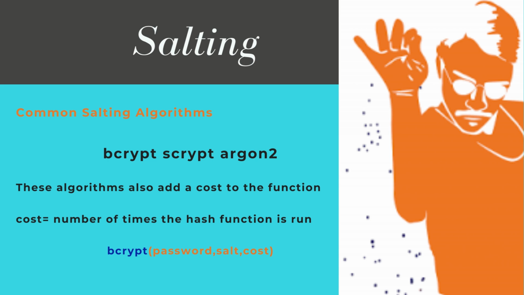So there's a number of common salting algorithms. There's bcrypt, scrypt, Argon2, and the advantage of these algorithms is they also add a cost to the function. The cost is essentially the number of times the hash function is run. So you can see the formula for bcrypt there. It's the password plus the salt, and then the cost. So the number of times that password and salt will be run through the hash function.